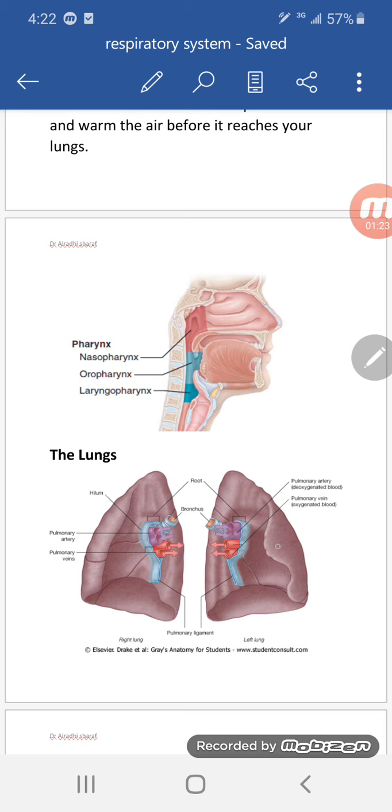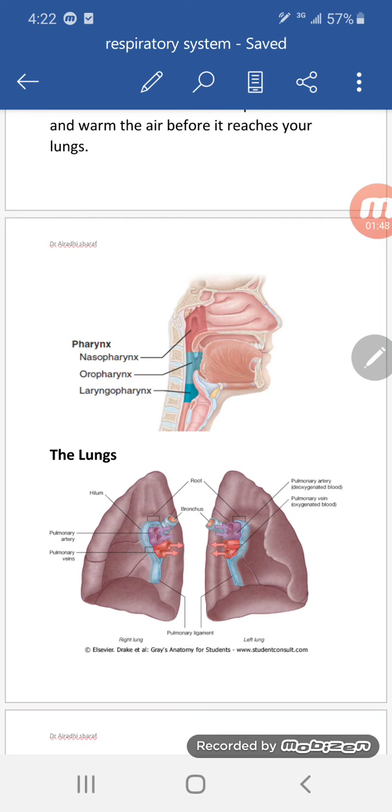Here we have the lung, surrounded by a membrane called pleura. Pleura is one pleura, and pleura is for both lungs. The pleura is a membrane that surrounds the lung.